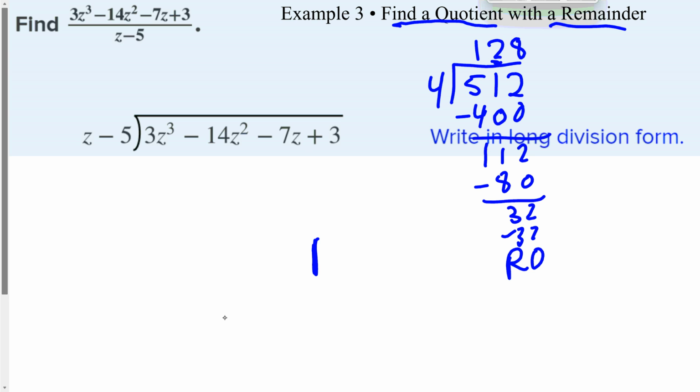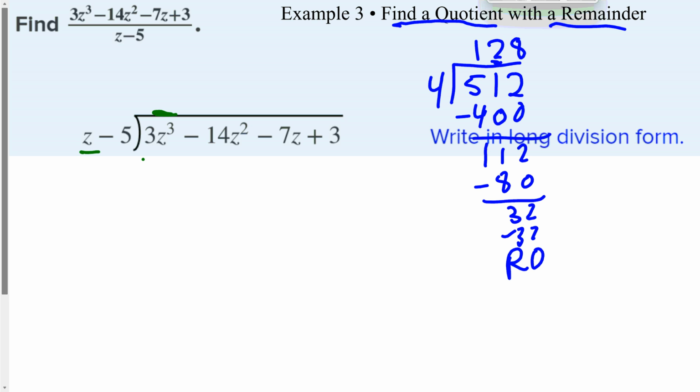end. But how we write that remainder is we write it as plus whatever's left, our remainder, over what we divided by, z minus 5. So that's how we do writing the remainder. Okay, so same thing as the last example, example 2.